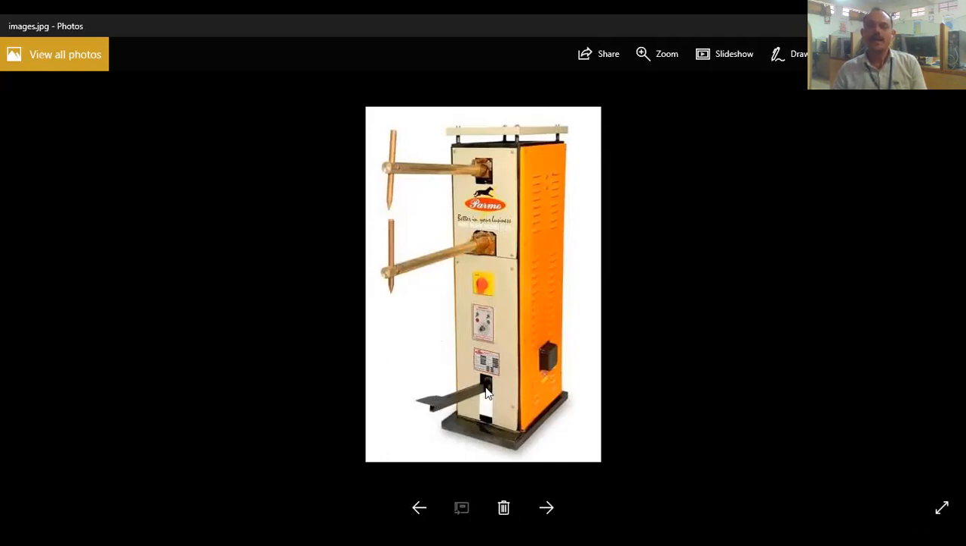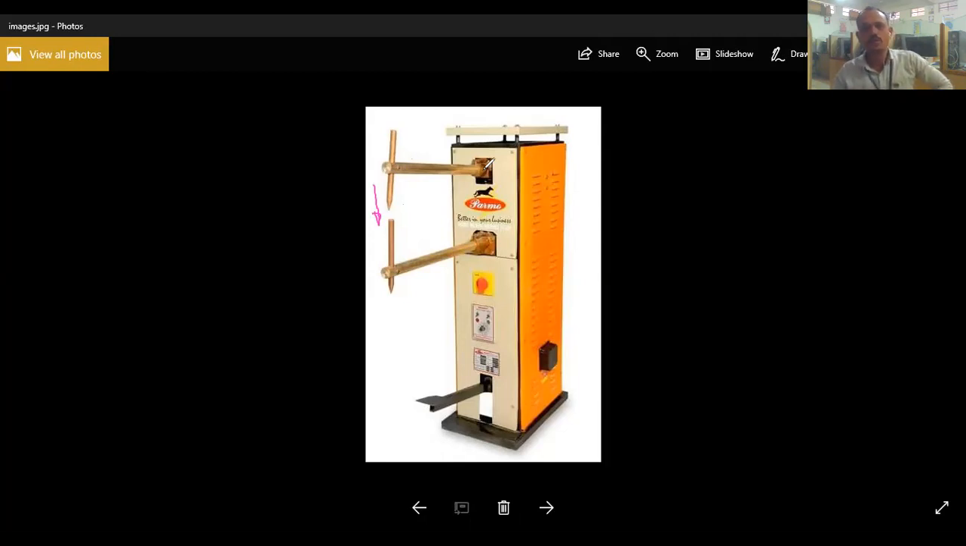Here this paddle is given to apply the force. When we apply force here with the help of the foot, what will happen? This electrode moves in the downward direction, and it touches this lower electrode. And when it touches this lower electrode, current will flow.